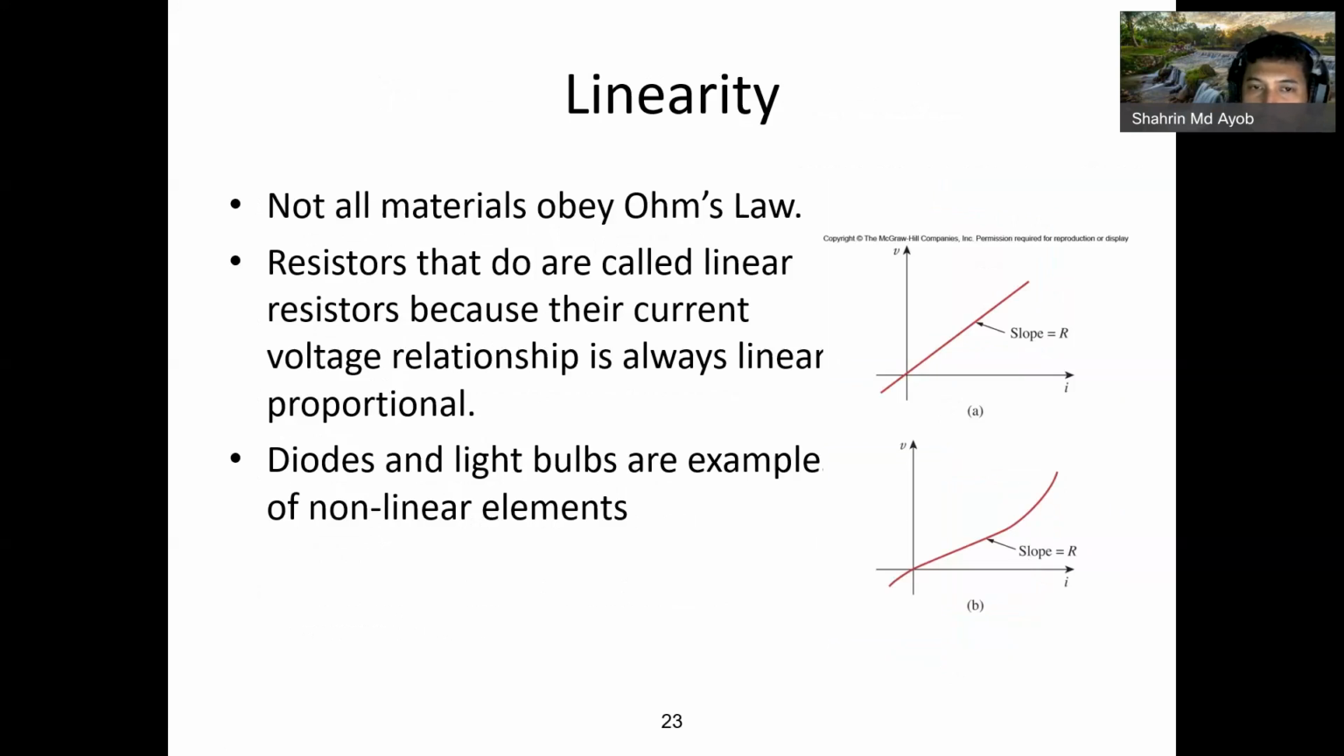Okay, so this is linearity. In the ideal case, if the circuit contains resistors, the voltage and current will always be in a proportional form, a linear relationship. But in the real world, sometimes the circuits contain not only resistors but also capacitance and inductance. So the relationship between voltage and current will be non-linear.